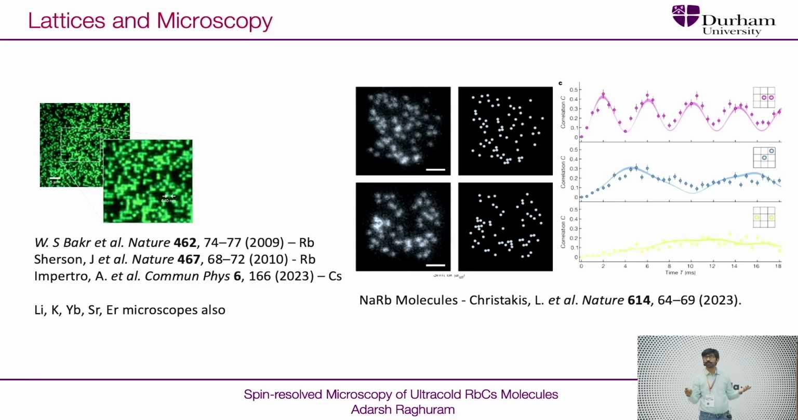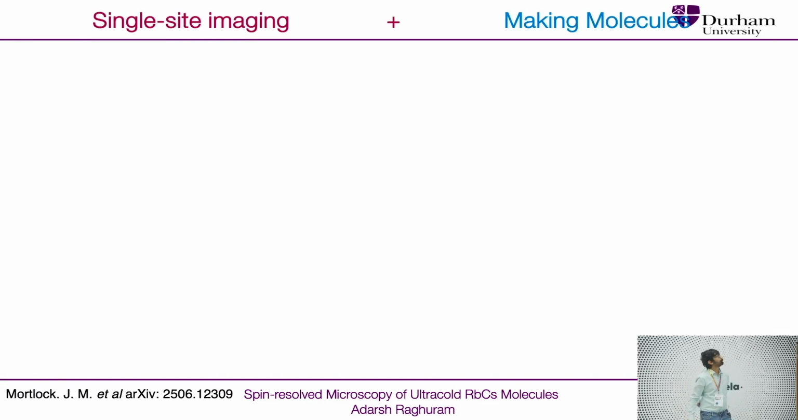So we want to do something similar for rubidium cesium. In some sense, there are 2 bits to the experiment: the single-site imaging, which you have from the typical microscope experiments, and you want to make molecules.